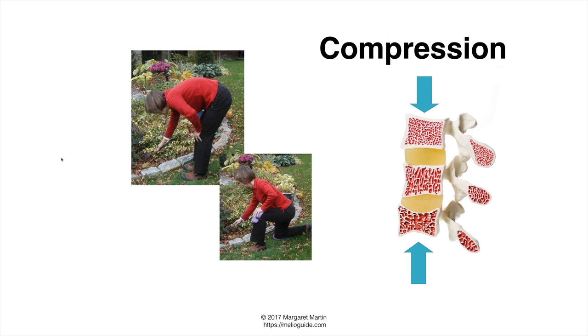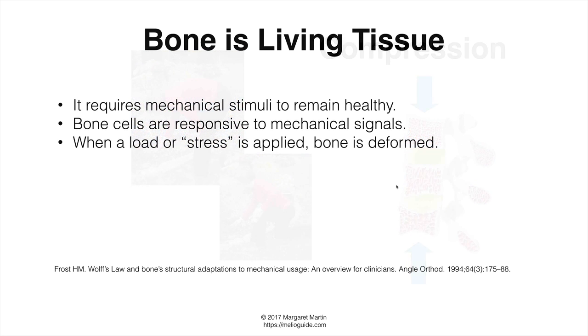So insofar as keeping your spine safe, and you'll see a lot of information on Mueller Guide about protecting your spine, learning not to bend at your spine where you'd be compressing bone that's already potentially weakened, but rather bending from the hip, from the knee, and keeping your spine in good alignment throughout all of your daily activities is so very important. Bone is living tissue. It requires mechanical stimulation to remain healthy.